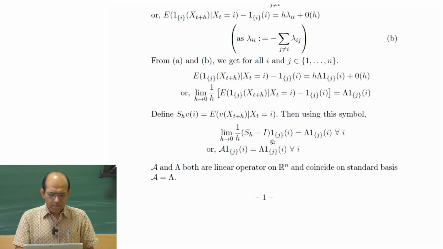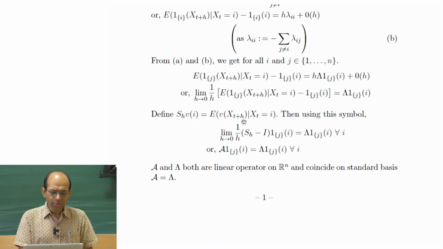Okay, so this thing we want to find, but that we have already found here. We have already found here, correct? We have found that this SH is nothing but this thing, and this is the identity operator on this thing, and we have already obtained that it is lambda 1ji. We have already obtained that.